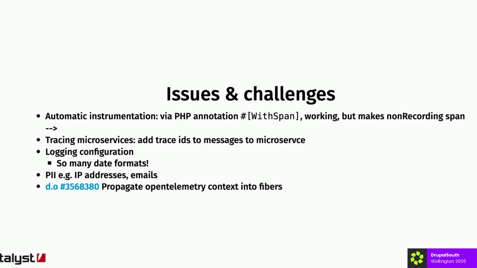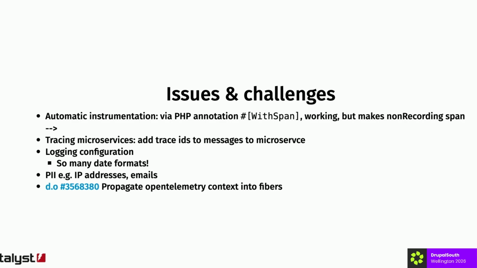Yeah, so just a few issues and challenges. So you can do automatic instrumentation that currently, actually it's old, that's supposed to be commented out because there is that patch and it's working now. Tracing microservices need to have identifiers in there to make sure you understand where everything's coming from. As Chris mentioned, there are so many different date formats in logs, so that's a pain and good to share if you have a format that works.